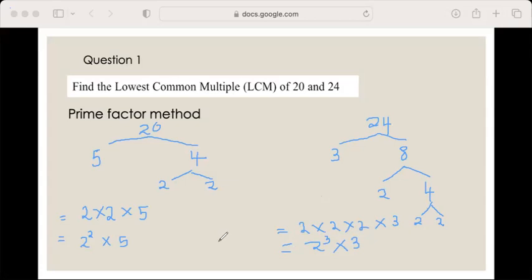Of course, when I'm explaining, it is taking a bit of time. But when you practice more sums, it's going to be really easy. You will be faster.